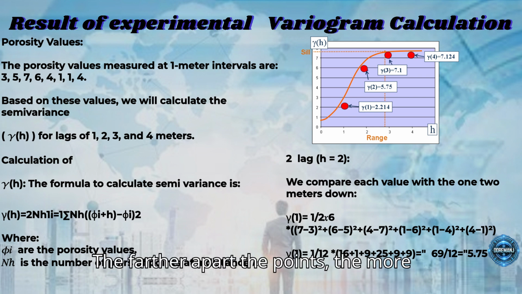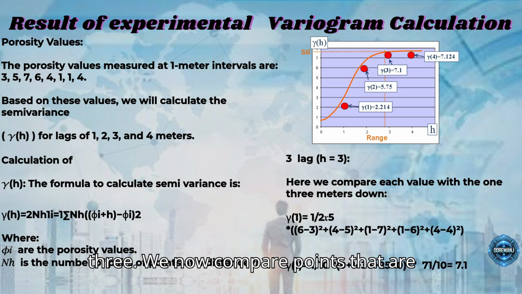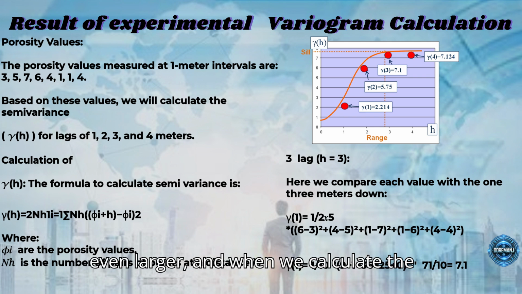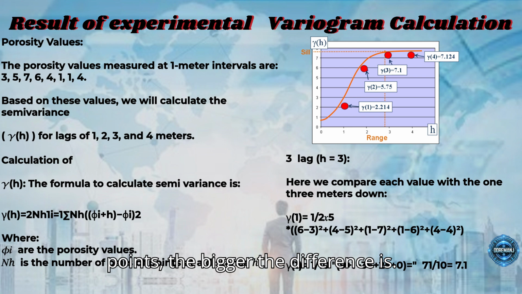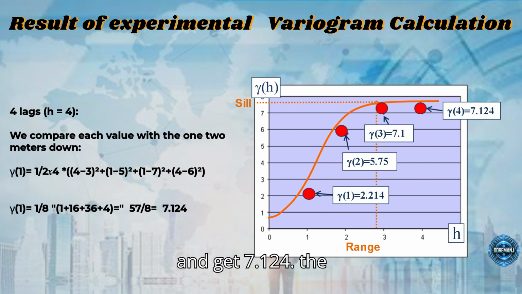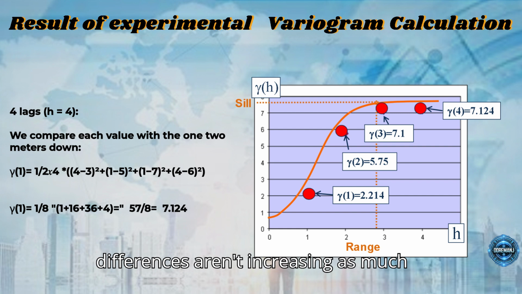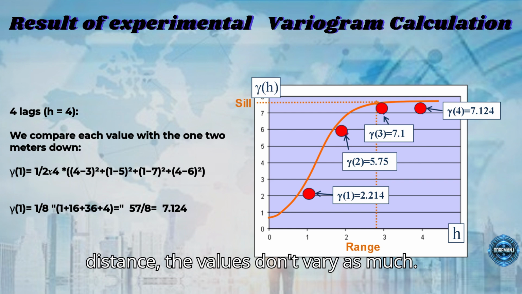Makes sense, right? The farther apart the points, the more different they are. Let's take it to lag 3. We now compare points that are 3 meters apart. The difference is even larger, and when we calculate the variogram, it gives us a value of 7.1. The further apart the points, the bigger the difference is. And finally, lag 4. We compare points 4 meters apart, do the math, and get 7.124. The differences aren't increasing as much anymore. This means that beyond this distance, the values don't vary as much.